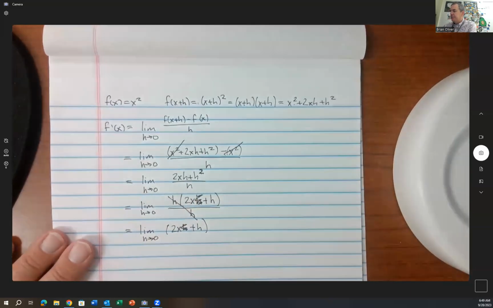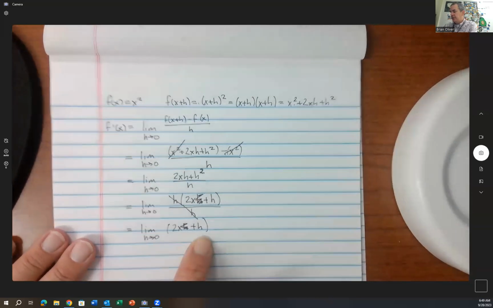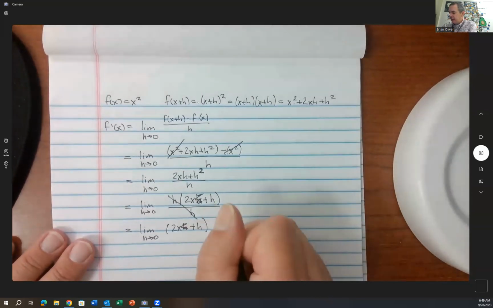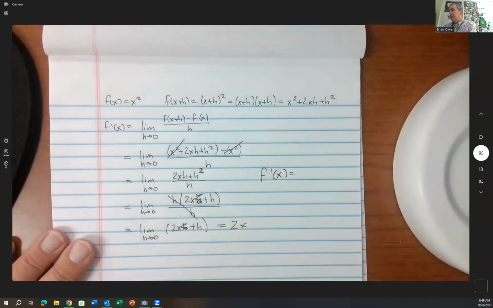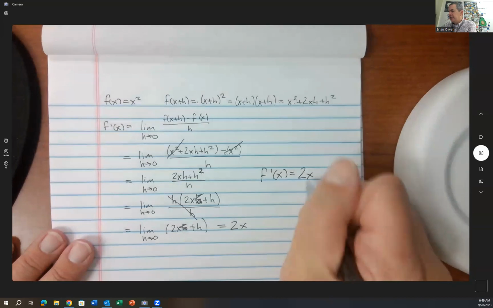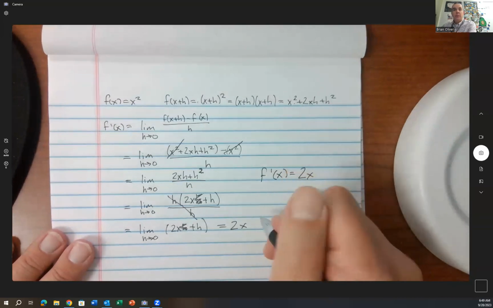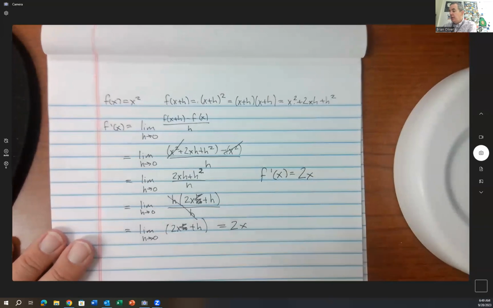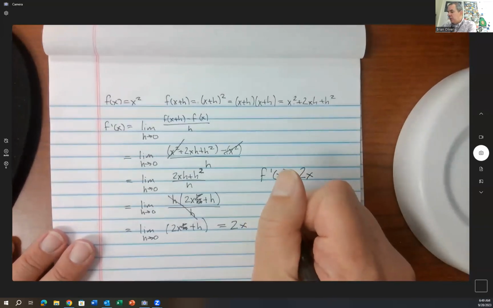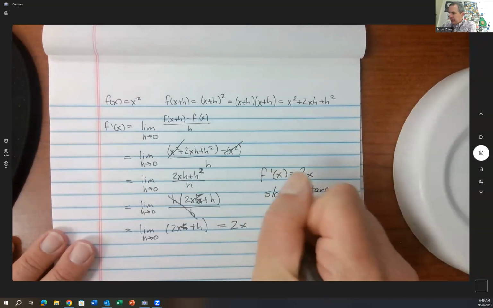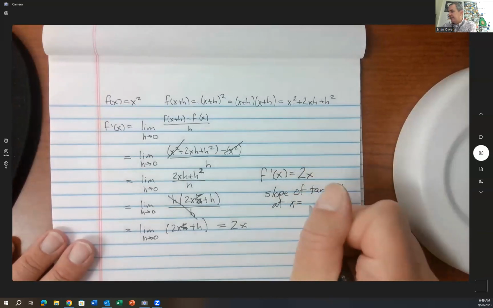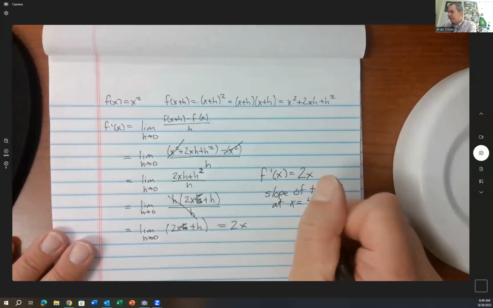2x plus h. We're going to substitute the 0 in for h, and what we find out is that this right here is 2x. That tells me the derivative of this function, f prime of x, is 2x. This is basically how I can determine the slope. So let's say, for example, I want to know what is the slope of the tangent, because that's what this is, the slope of the tangent line at x equals, let's say, 4.